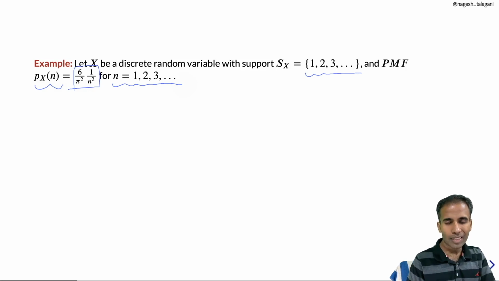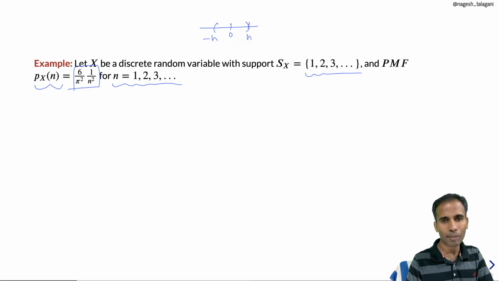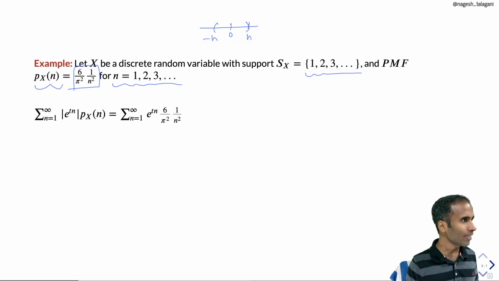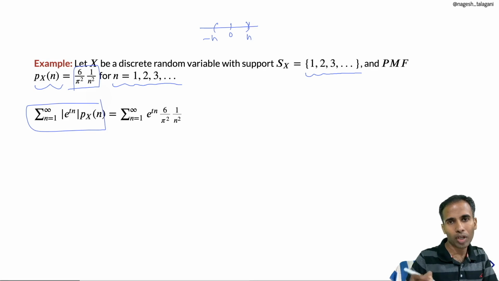Let's see if expectation of e power tX exists for all t in some neighborhood of 0. Neighborhood of 0 means, for some h positive, the interval minus h to h. This is the neighborhood of 0. Now we need to consider this summation n equal to 1 to infinity, modulus of e power tn times p_X of n. If this series converges for all t in some neighborhood of 0, then the MGF exists, otherwise not.